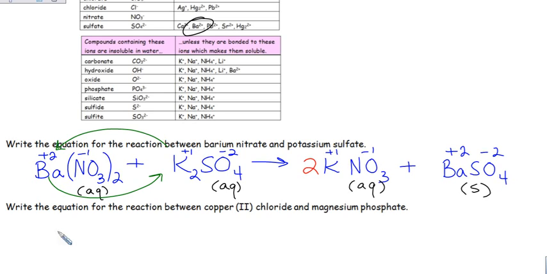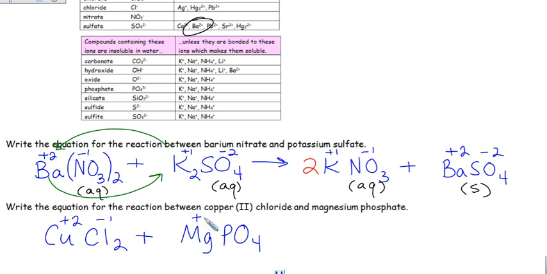Copper(II) chloride. That's 1. I'm going to need 2 chlorine. And magnesium phosphate. Magnesium ions are +2. Phosphate is -3. Yikes. So let's make this neutral with a +6, -6. Double replacement, I have 2 compounds.